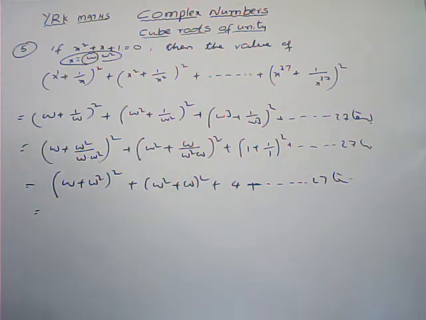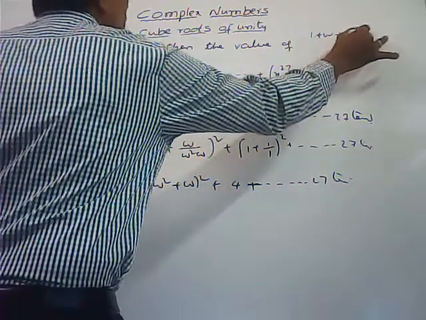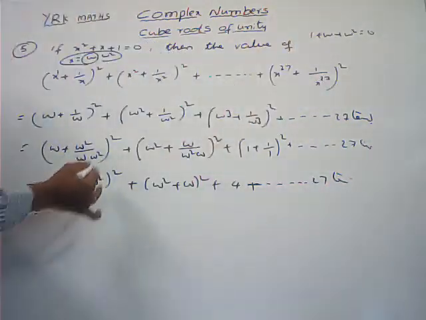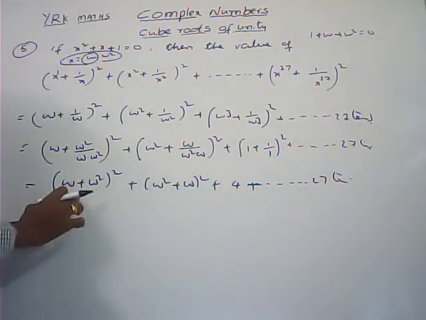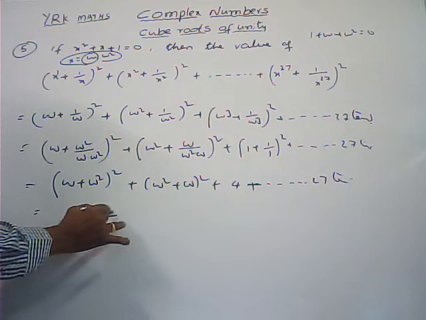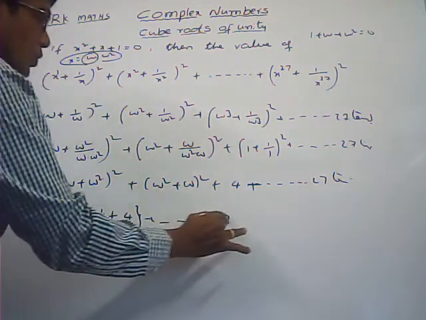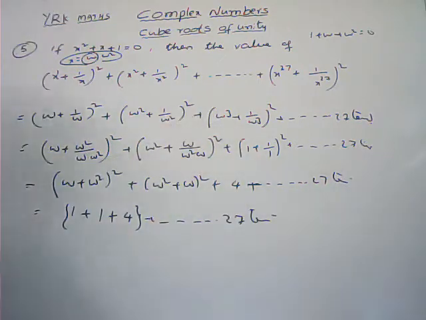And here, since the sum of the cube roots of unity 1 plus omega plus omega square equals 0, omega plus omega square equals minus 1, whole square, that is 1. Plus, here also we will get 1, plus that is a 4, plus so on. Total 27 terms are there. Here I have taken only 3 terms. Here a total of 27 terms are there.